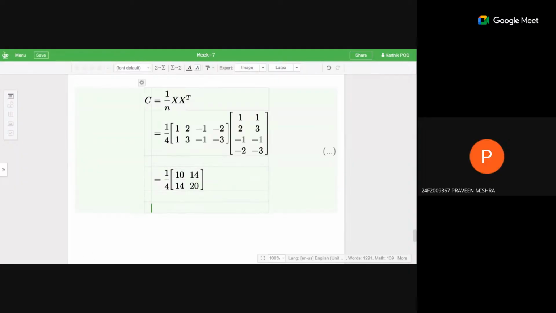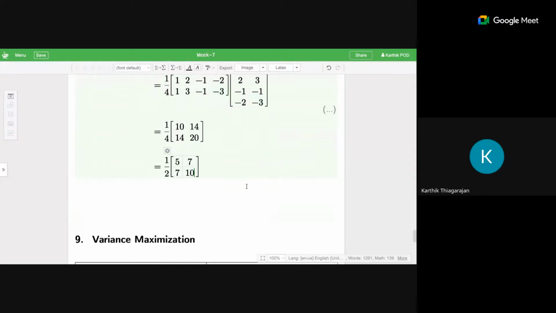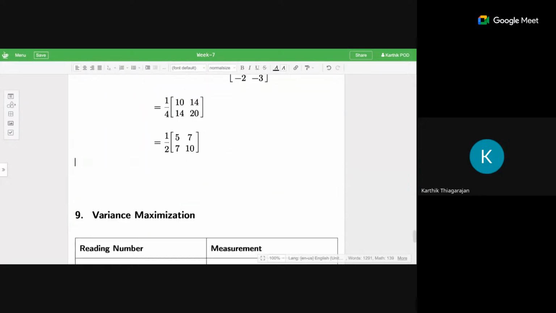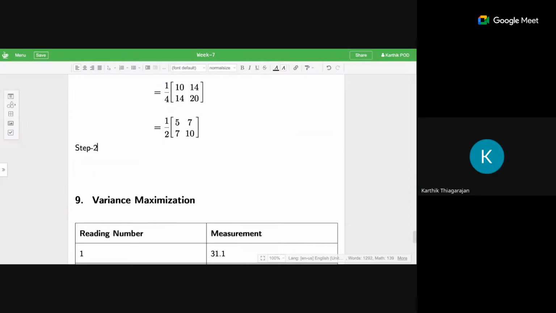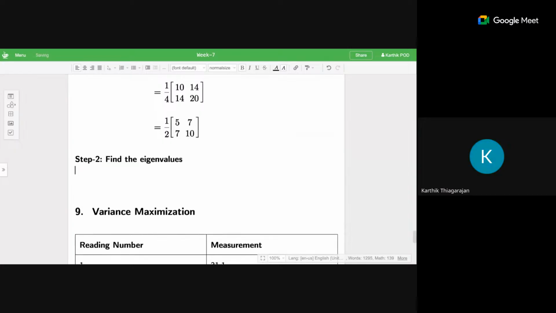Okay. So let's simplify this. You can further simplify this as I don't want fractions, but I can't help it. So 1 by 2, this is 5, 7, 7, 10. Okay, so that is your C. What will be step 2? Find the eigenvalues and eigenvectors of C. Correct.